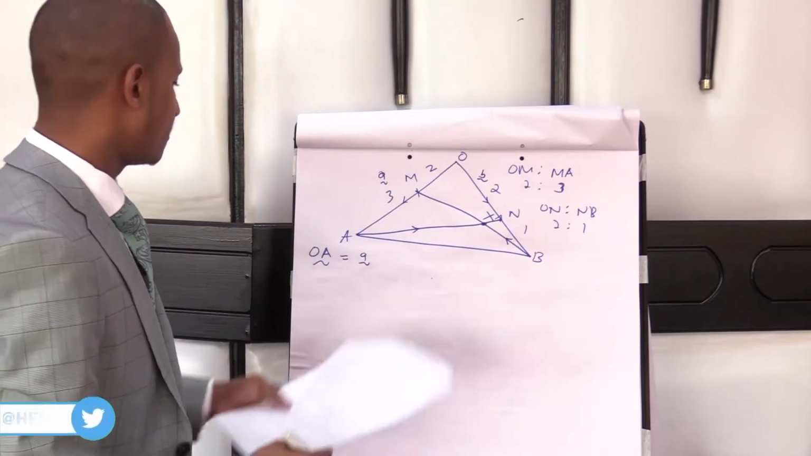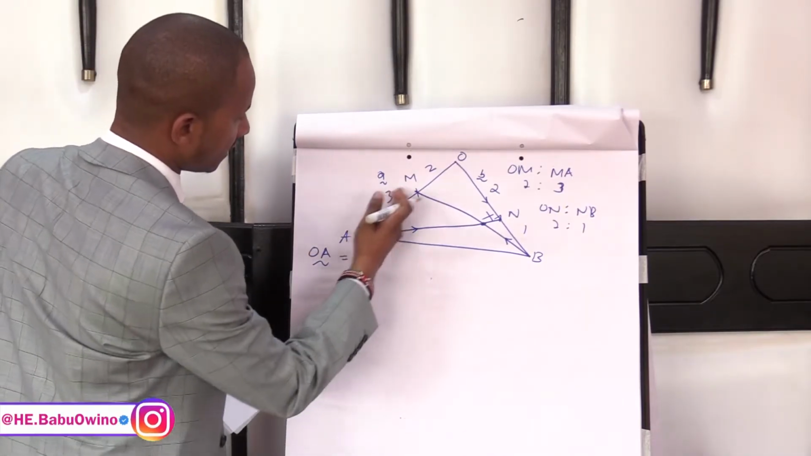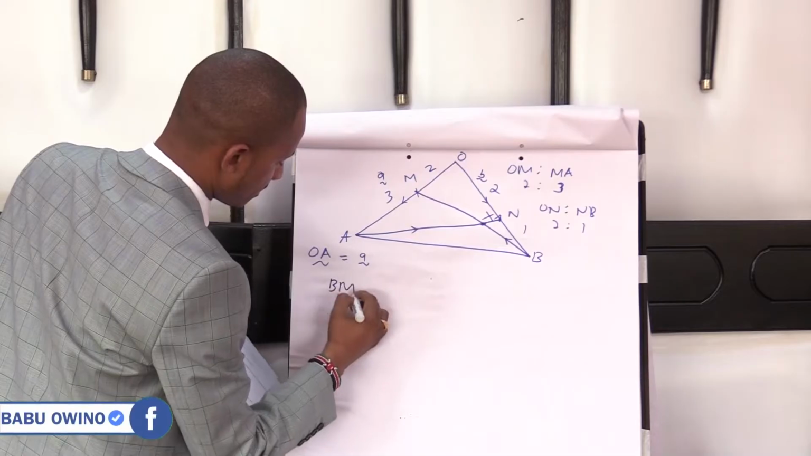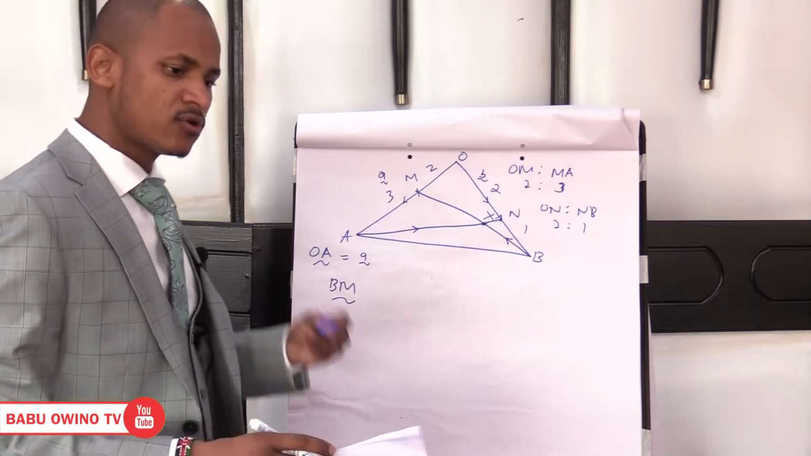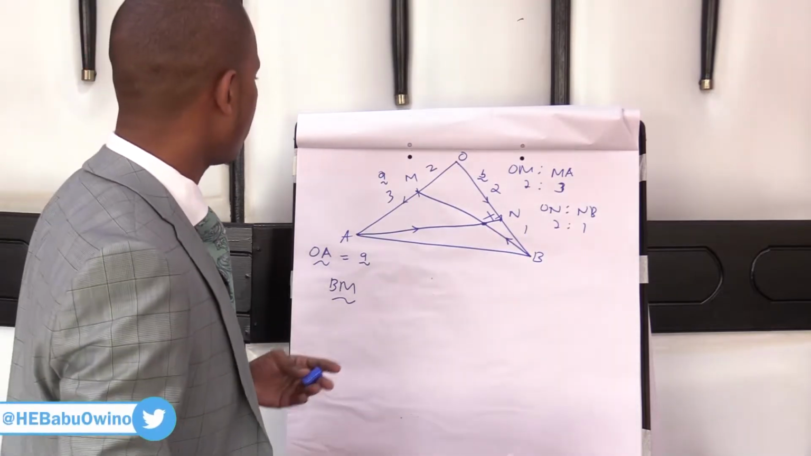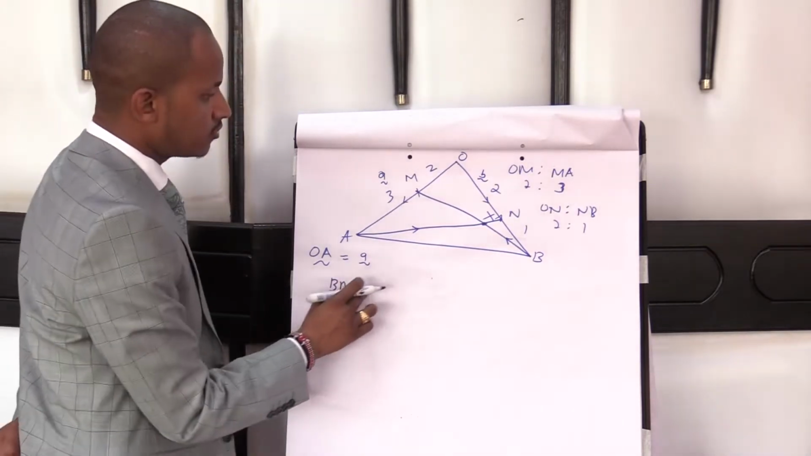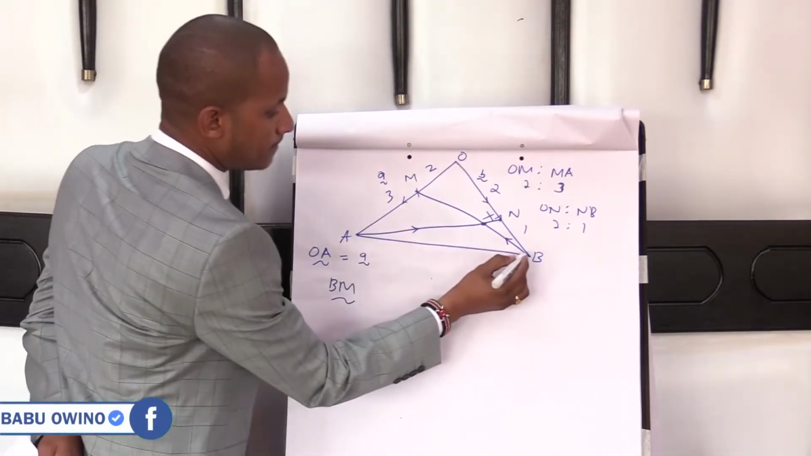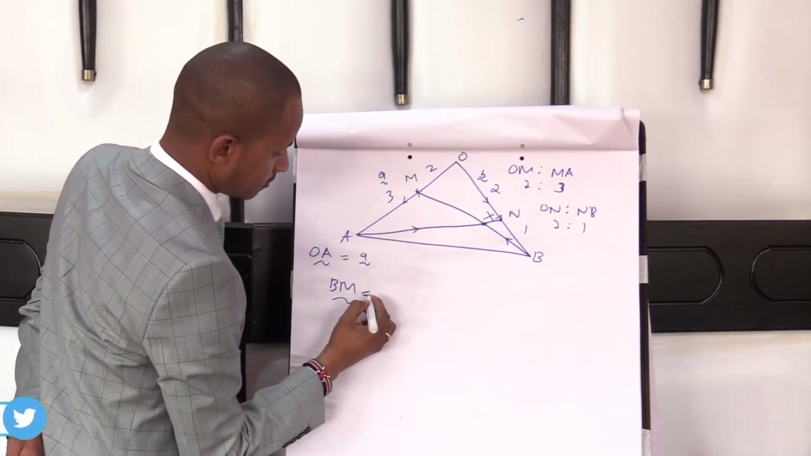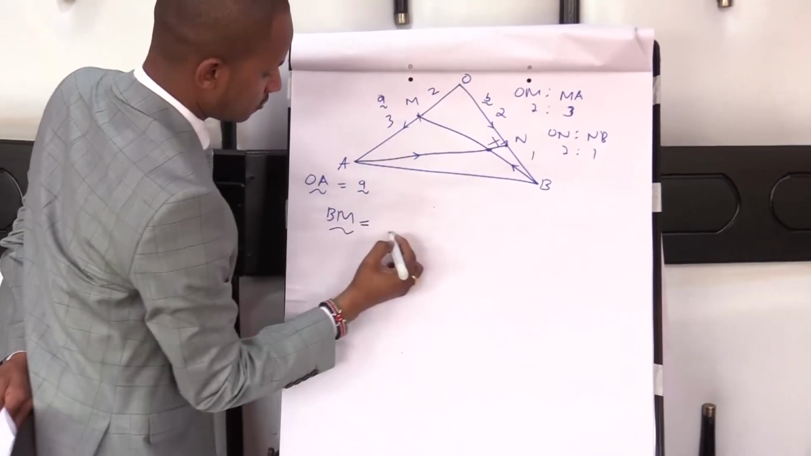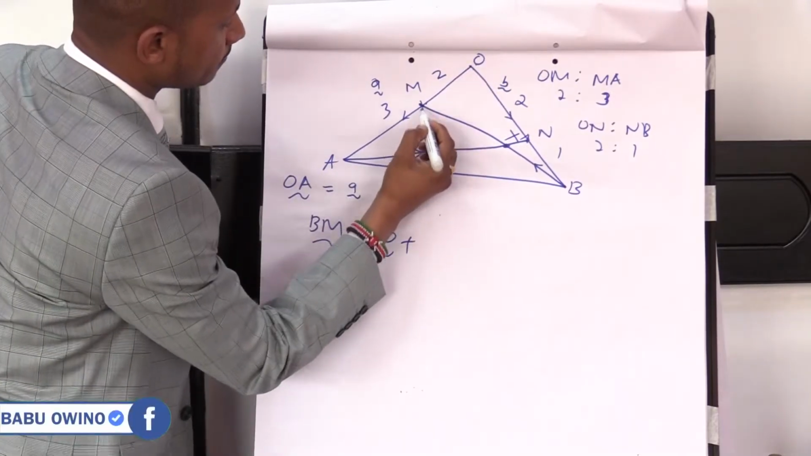Express in terms of A and B, BM. So don't panic, class. When you see such a question, just follow the instructions. Just move as the question demands. So they want BM. So how do you move from B to M? When you want to move from B to M, you can move from B to O, then move from O to M.